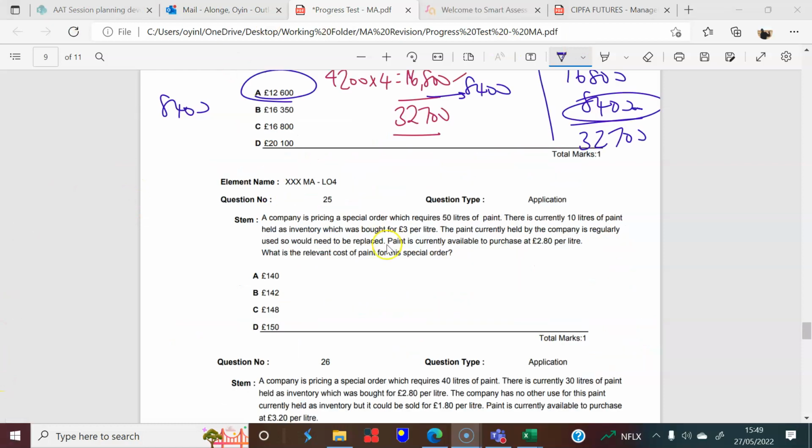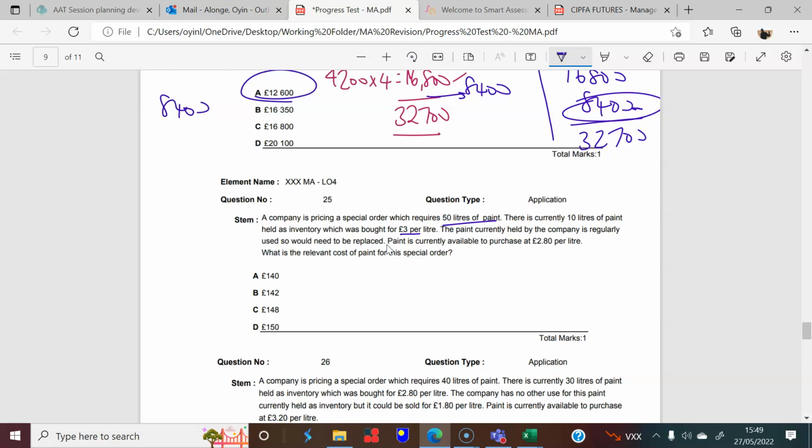Question 25 in this series, questions 21 to 25, is that we need 50 liters of paint. We currently have 10 liters. So remember, this is a sunk cost. We're really interested in a future decision. So the paint currently held by the company is regularly used. So the truth is, even if you take this paint, you need to replace it.